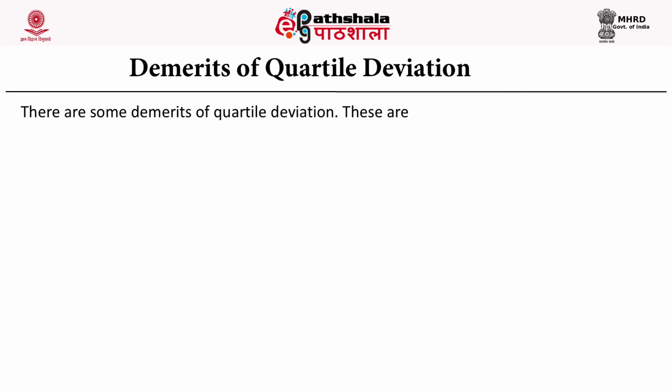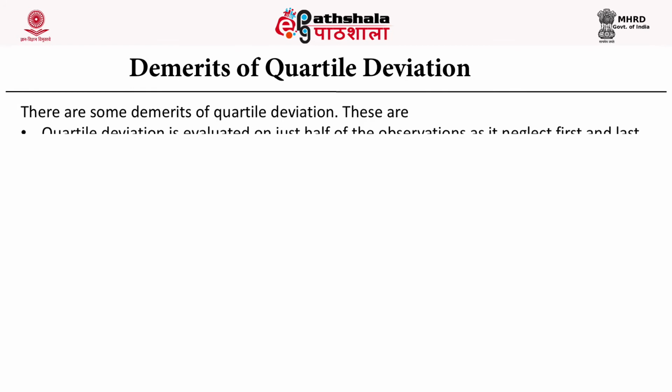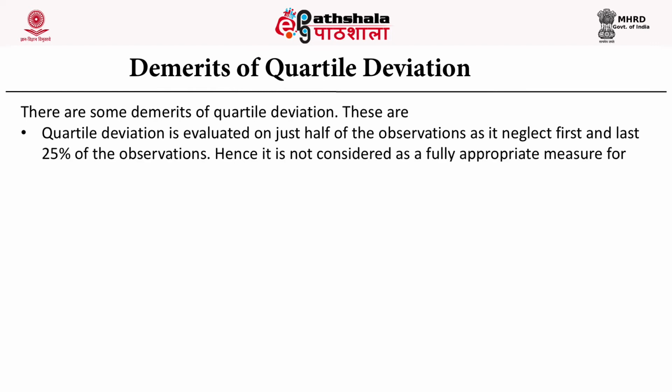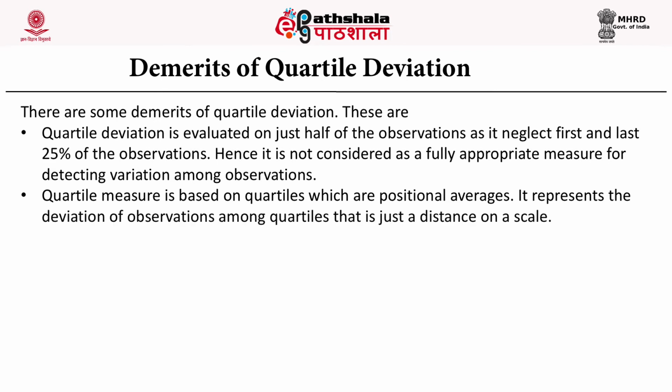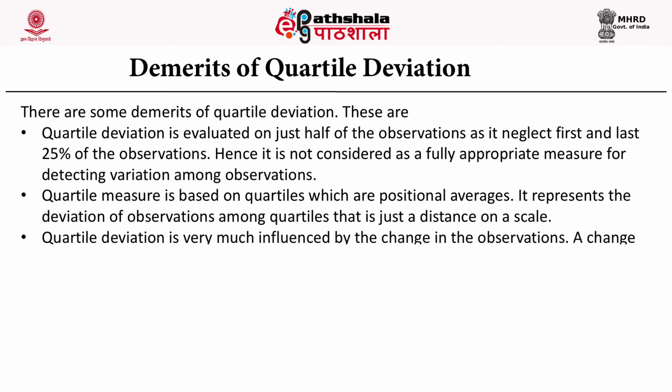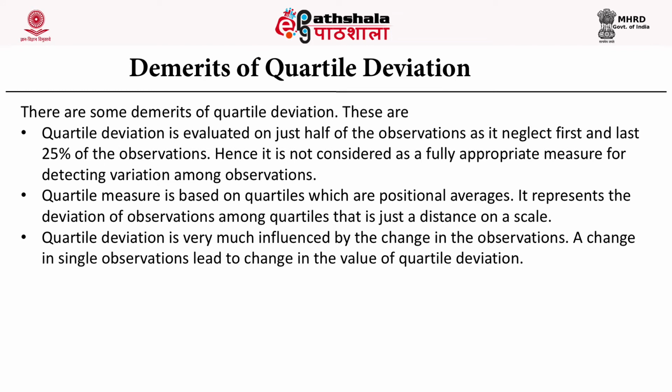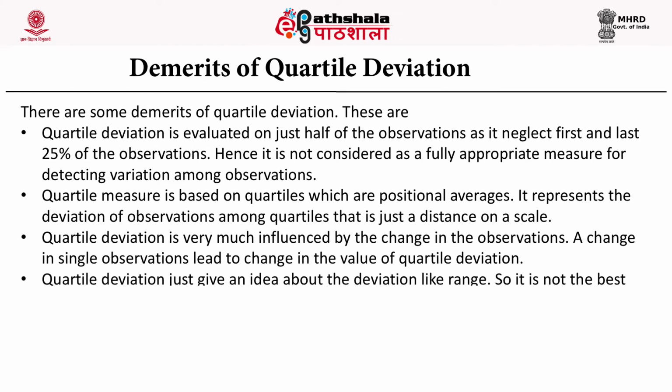Some of the demerits of quartile deviation are: quartile deviation is evaluated on just half of the observations, as it neglects the first and last 25% of the observations, hence it is not considered a fully appropriate measure for detecting variation among observations. Quartile deviation is based on quartiles, which are positional averages. It represents the deviation of observations among quartiles, which is just a distance on the scale.